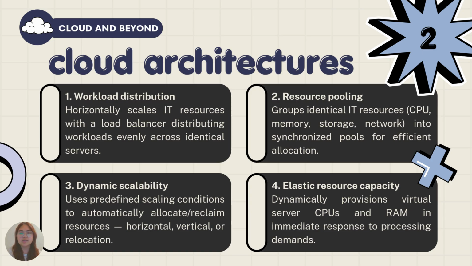For dynamic scalability, the system watches predefined conditions that you can set. Say that if the CPU usage hits 80%, it can automatically add or remove resources. It can be horizontal, meaning you add or remove more instances of a service, or vertical, which means bigger instances, where you increase or decrease resources like CPU, storage, or even relocate workloads. Relocating means that you can send a server to a much better host that can handle the traffic.